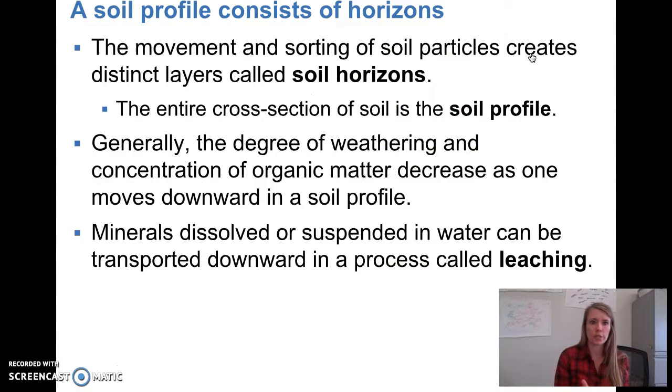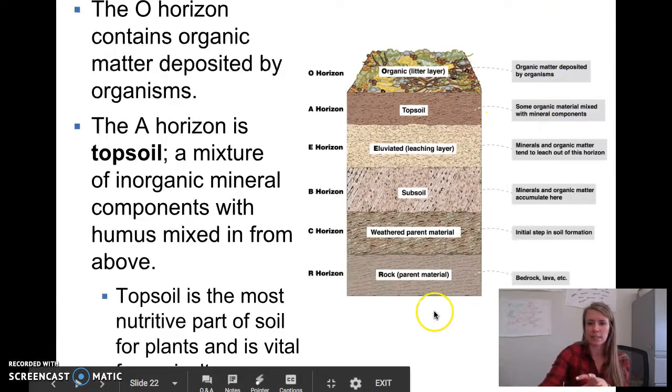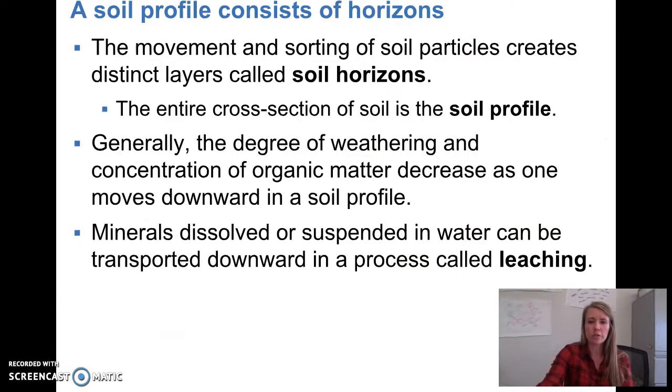So we're going to look at soil and what it's made up of, and we break it up into what's called soil horizons. They're horizontal layers that go up and down, and these are called soil horizons, and the entire thing is called a soil profile. There are 6 soil horizons listed here, and this entire picture would be a soil profile. Generally the degree of weathering and concentration of organic matter decrease as you move down the soil profile. So there's going to be less weathering and less living things as you move down into the dirt, which you probably could have predicted.